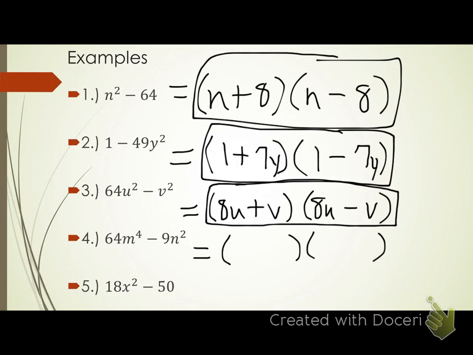Square root of 64m to the 4th. Ooh, this one's a little different. 8m squared. If I multiply 8m squared times 8m squared, I would get 64m to the 4th. Everyone got that? What's the square root of 9n squared? 3n. One's a plus, one's a minus.